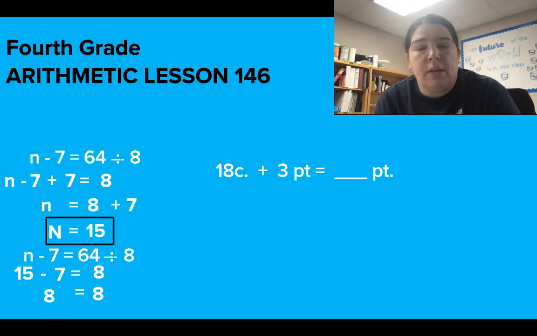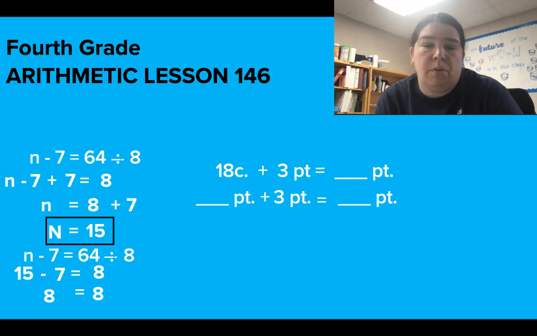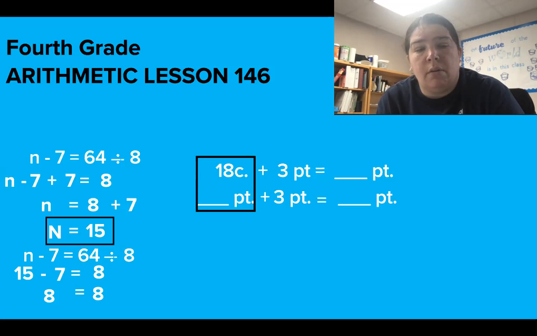Okay. Your next question is a conversion question. You have 18 cups plus 3 pints equals how many pints? Remember to rewrite the problem with all of the answers being pints because the answer they want is in pints. So when you rewrite, you have pints, pints, and pints. 3 pints is obviously equal to 3 pints, but 18 cups is what we need to figure out. When you put your box around it, you now need to do your 3 steps for conversion.